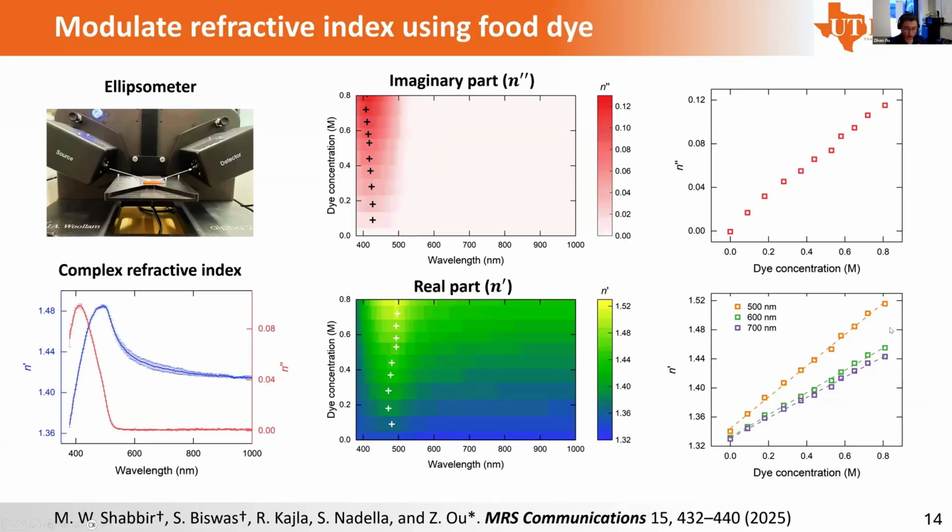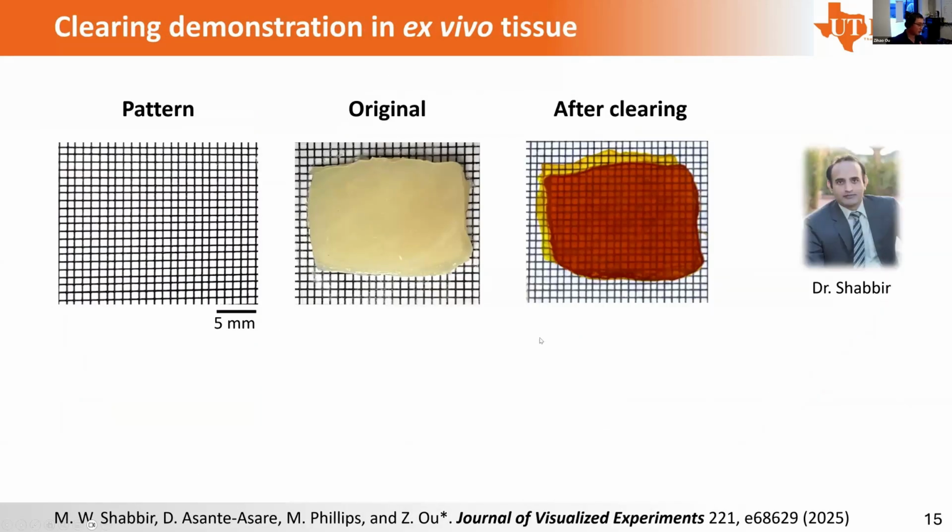Okay, so far we find this chemical actually changes the refractive index based on what we hope. And does it really work for biological tissue? So now here are some results that my postdoc, Wakas Shabir, did in our lab. For example, this is a piece of chicken breast tissue we got from the supermarket. You slice it into a few millimeters thick. So this is about 2 millimeters thick.